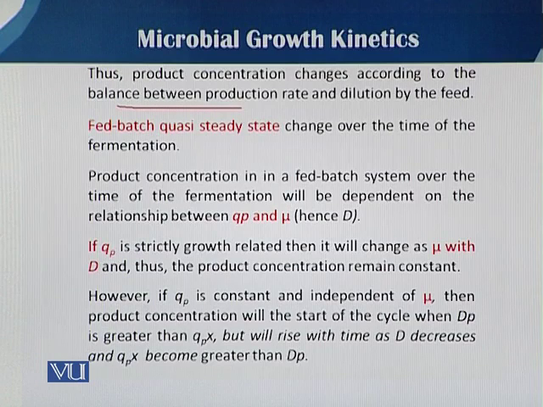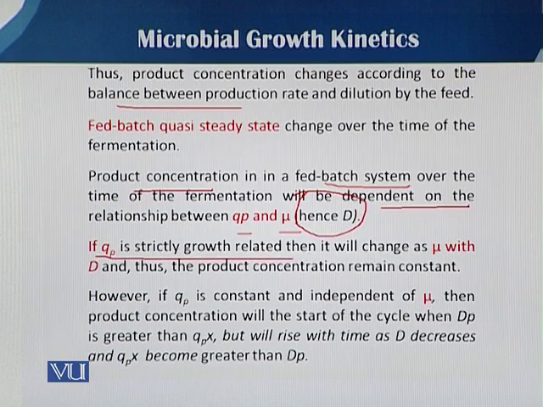If the fed batch quasi-steady state changes over the time of the fermentation, meaning if mu is not equal to D, then there is a drift in mu with respect to D. If we cannot balance these two rates, the production rate as well as the dilution rate, then the steady state can be disturbed. So the product concentration in a fed batch system over the time of the fermentation depends on the relationship of qP and mu, the specific growth rate. Hence we can say that it totally depends upon D, which we call the dilution rate.